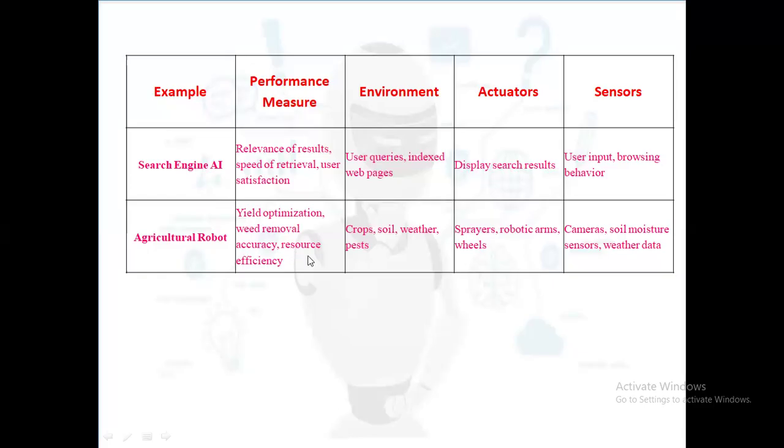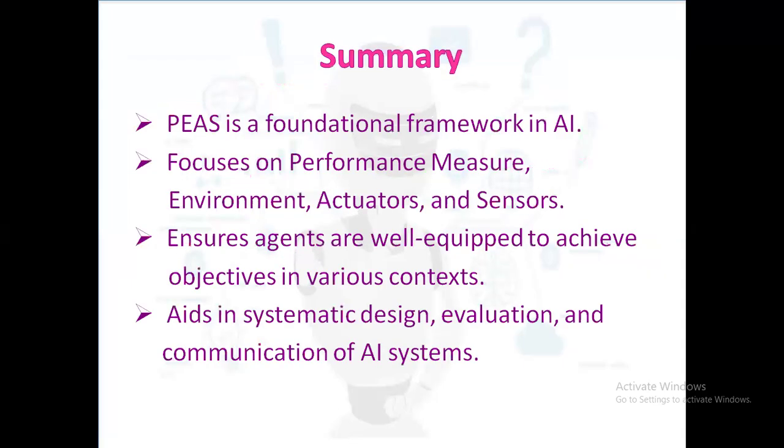Hope you all understood all the 16 examples. So coming to the summary, the PEAS. What do you mean by PEAS? Performance measure, environment, actuators, and sensors is a foundational framework in AI that helps in systematic design and evaluation of intelligent agents. By focusing on these four key components, PEAS ensures that agents are well equipped to achieve their objectives in various contexts.